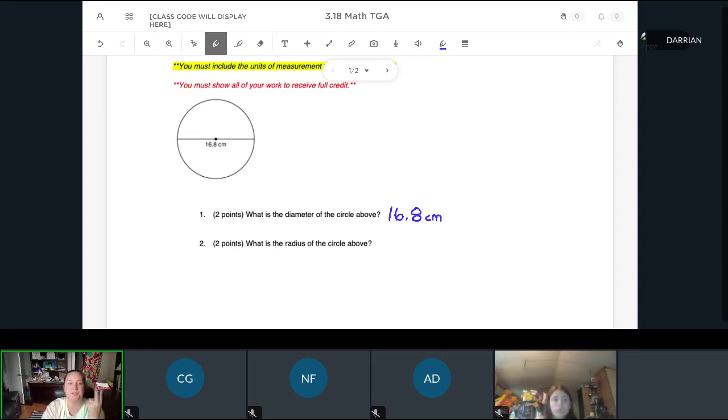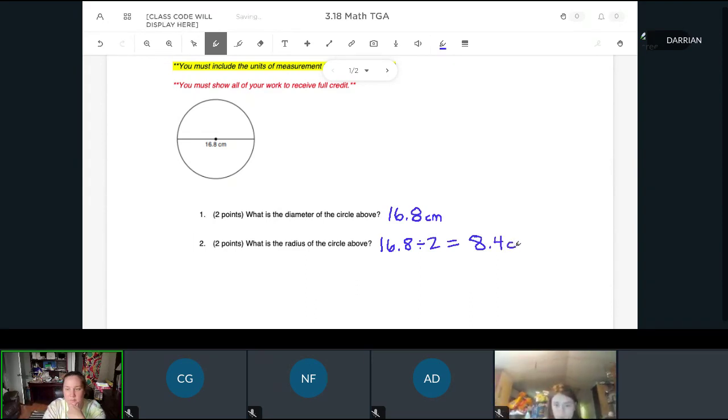And then guess what? All of number 2 is just dividing it in half because a radius is half of the diameter. So what is the radius here? If the diameter is 16.8, divide that by 2, and you have to write that out so I know how you got the answer. So we're going to write 16.8 divided by 2 equals, and good, I see y'all said it in the chat box, 8.4 centimeters. And that's it for number 1. That's the whole first page.